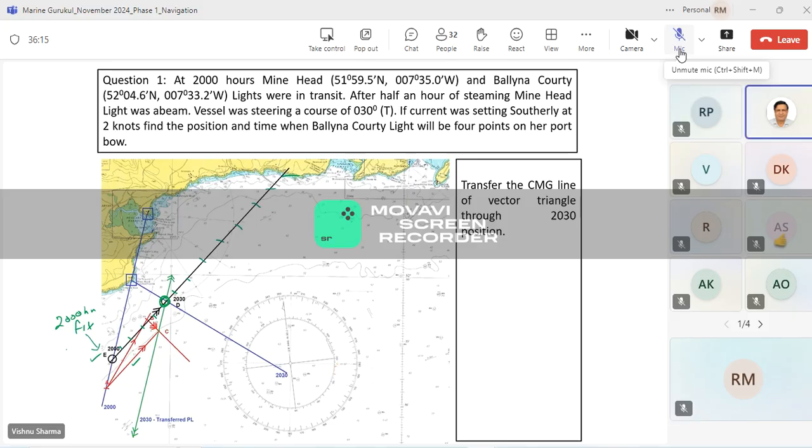Now, guys, what does the question want? Find the position and time when Bellina Coty light will be 4 points on her port bow. Guys, 4 points on the port bow is what? Is it a bearing of some type? Yes or no? Relative bearing, sir. Relative, yes. And do you know the CTS? Yes, sir.